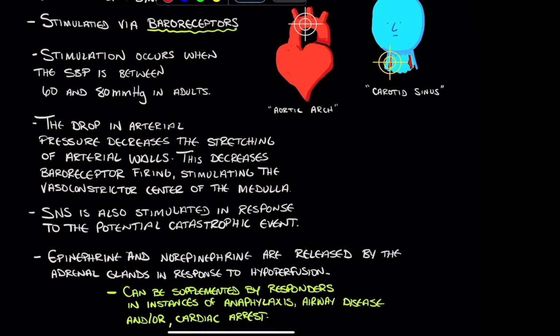Stimulation of these baroreceptors will begin to occur when our blood pressure is anywhere between 60 and 80 millimeters of mercury in adults. It'll be a little bit lower in children because they normally have a lower blood pressure. But once the blood pressure is getting down to those levels, and we're starting to worry about the coronary arteries not receiving sufficient blood flow.